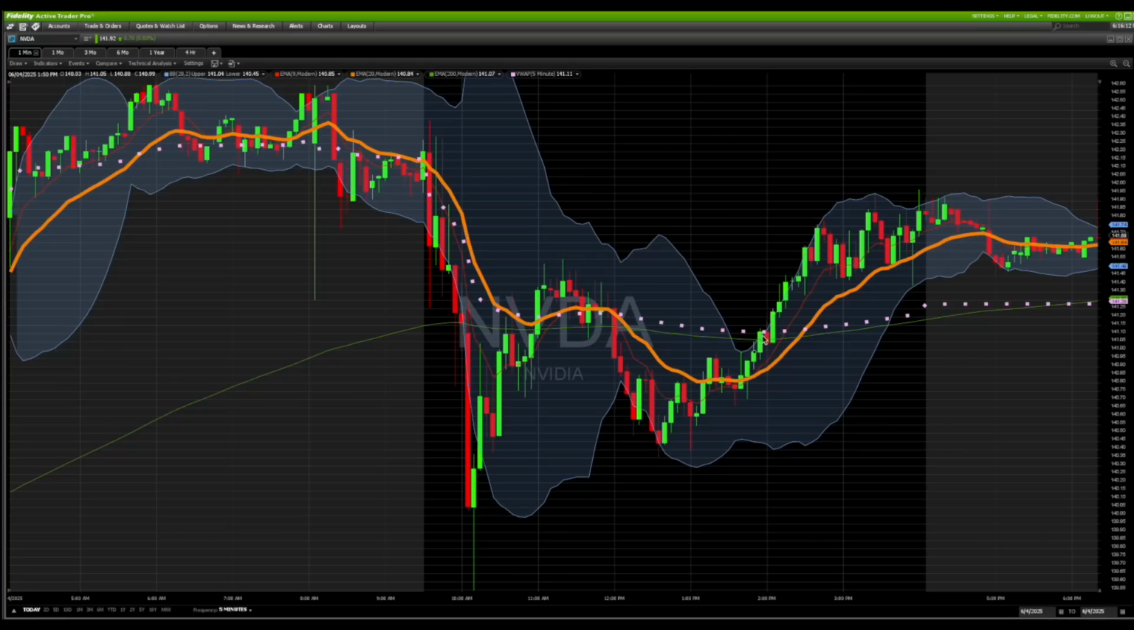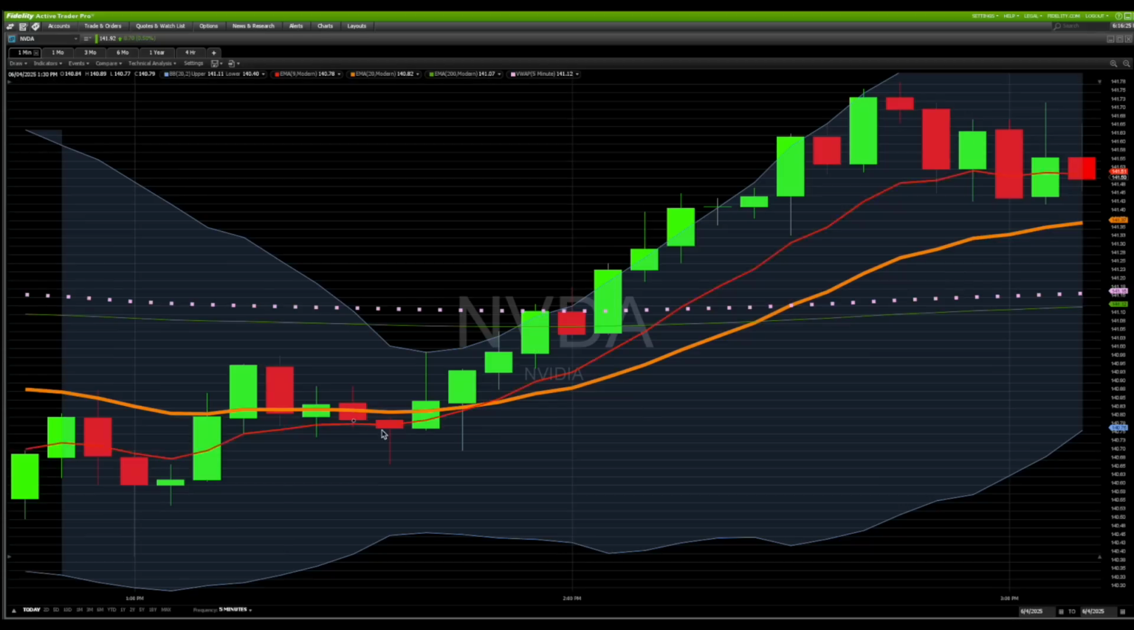You can do it to retest the VWAP. You can do it for a break of VWAP. You can do it for a reversal past the 21 and the 9 EMA. You can see right here on NVIDIA that there's divergence. The 9 EMA is passing the 21 EMA, and look, the candles are respecting it.